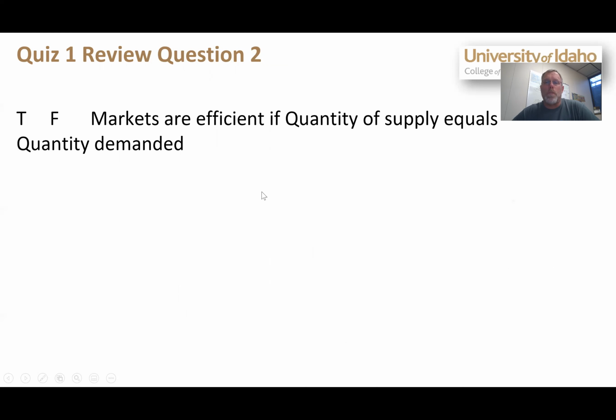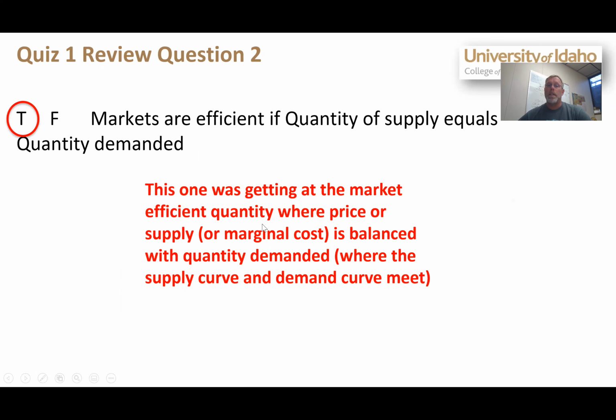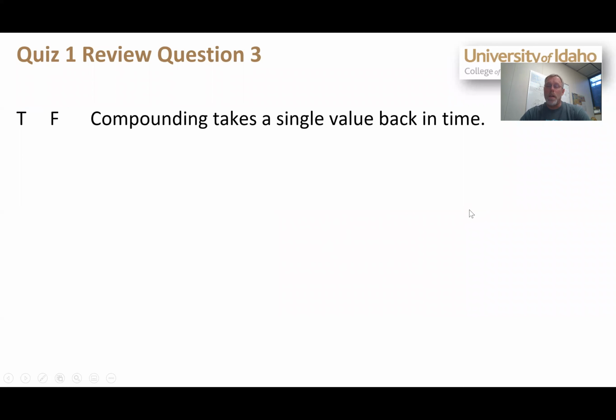Markets are efficient if quantity of supply equals quantity demanded. So if you're thinking about that cross, that's kind of what I'm getting at here. And that's true, right? This one's getting at that where price or supply or marginal cost equals quantity demanded, or where the supply and demand curve meet. That's that efficient point.